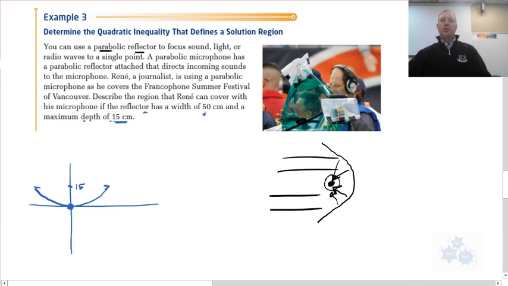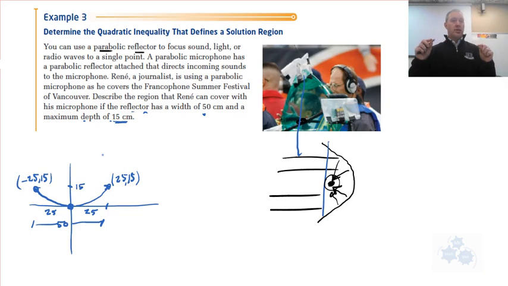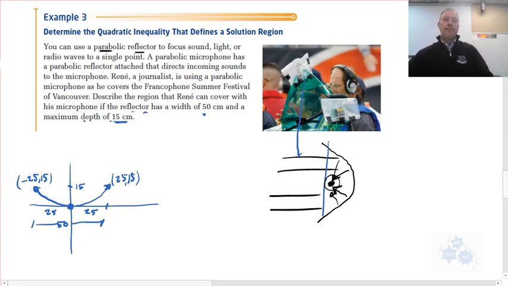The reflector itself, this parabolic reflector, the dish, has a width of 50 centimeters. So if this is 50, then I know what this length is. That's 25, and so is this, 25. So my point here is going to be (25, 15), and this is going to be (-25, 15). So now we're taking this situation and putting it onto a coordinate plane so we can get some points to work with.